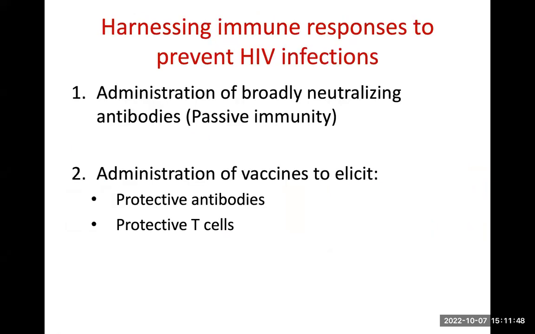So at the end of the day, what we want to do is to take advantage of this knowledge and generate interventions. And one of the main interventions that we have wanted to generate is vaccines. But we can also use the immune system to do some direct therapeutic interventions, which are alternatives to antiretroviral therapy.